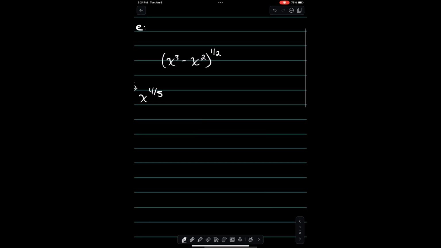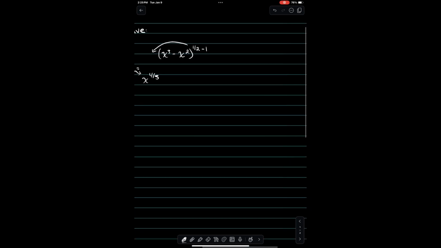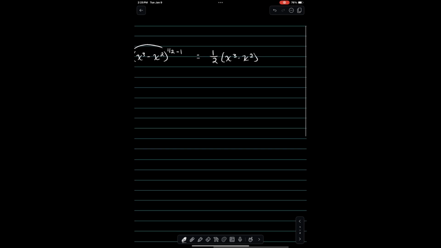So now that we have this, we can take the derivative, which is moving the exponent down. So we'll move the exponent down, and then we subtract 1 from the exponent. So when we do this, we get 1/2 times the inside, and then 1/2 minus 1 is negative 1/2.